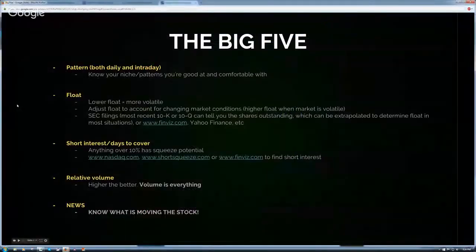The pattern, the number of shares in the float, and the short interest. So anything over 10%, in my opinion, has squeeze potential, meaning it has the potential to start a large upward move as those shorts get squeezed out. The higher it gets, the more the stock can squeeze.